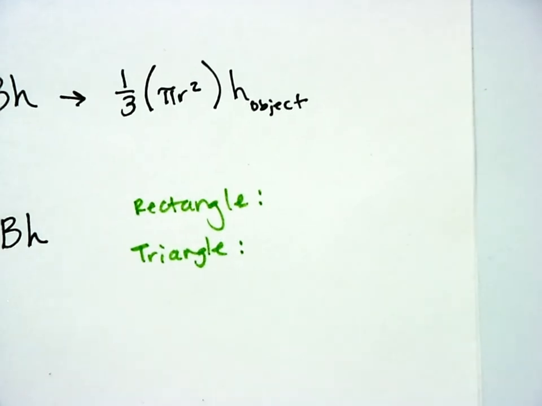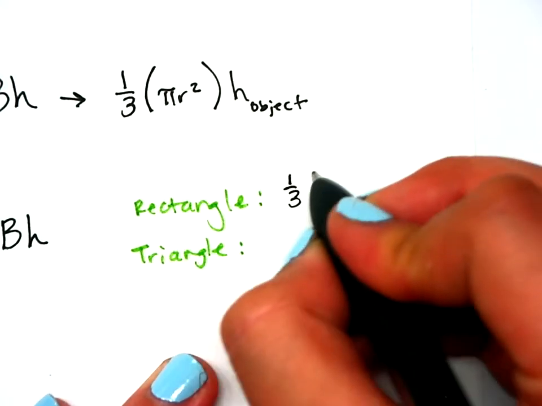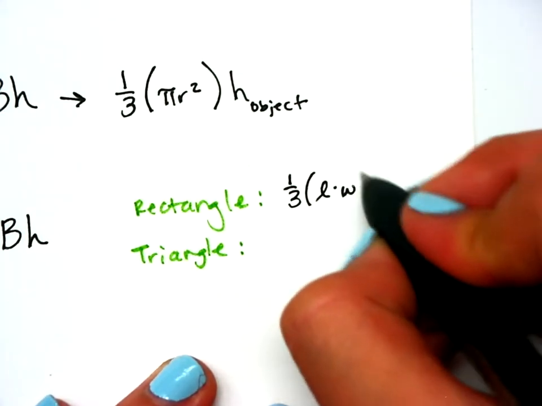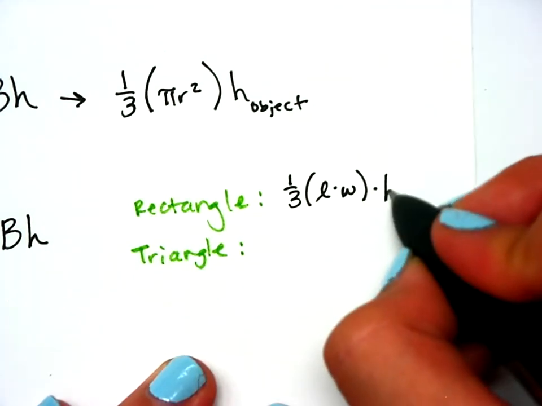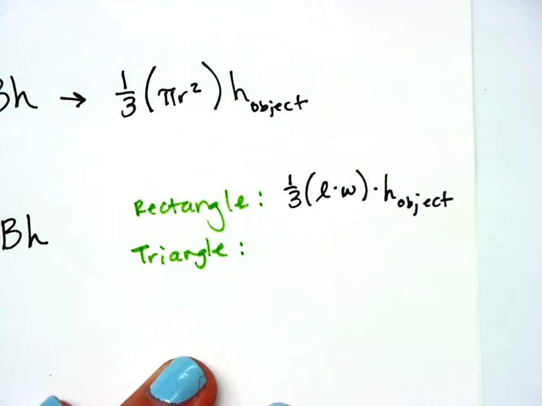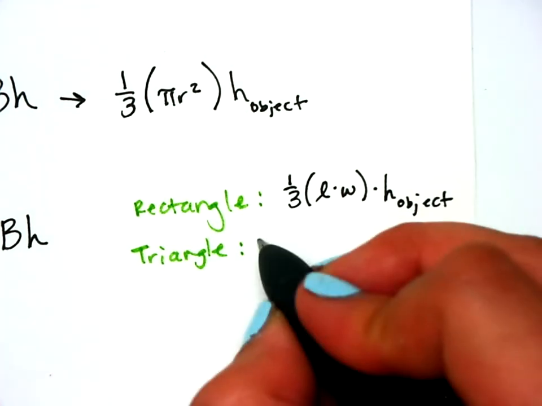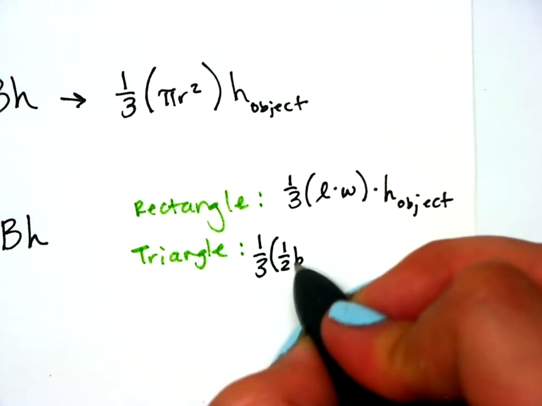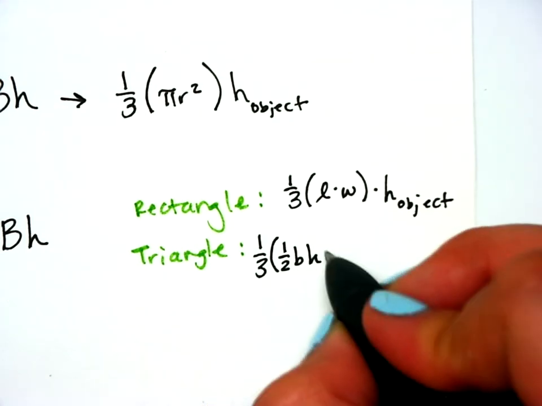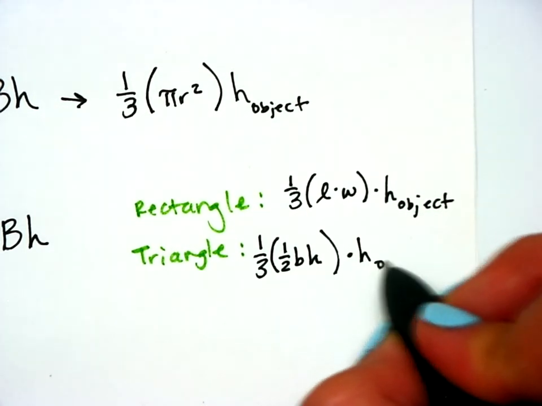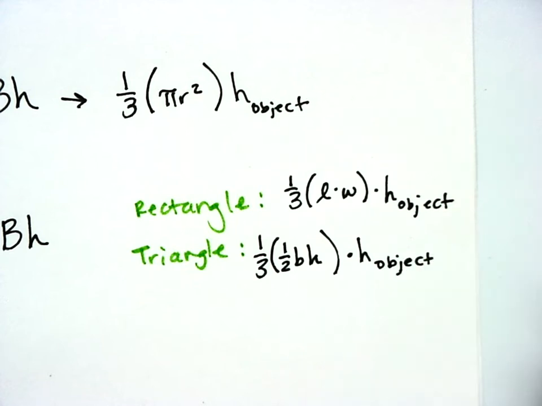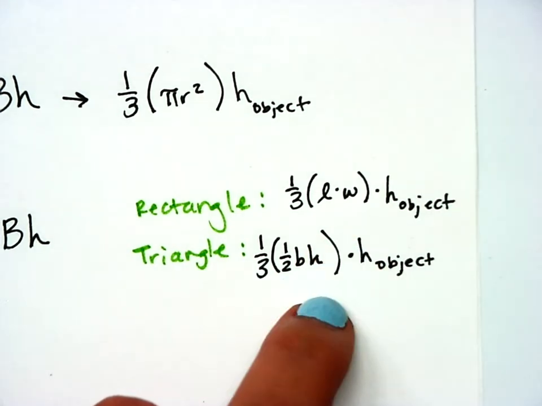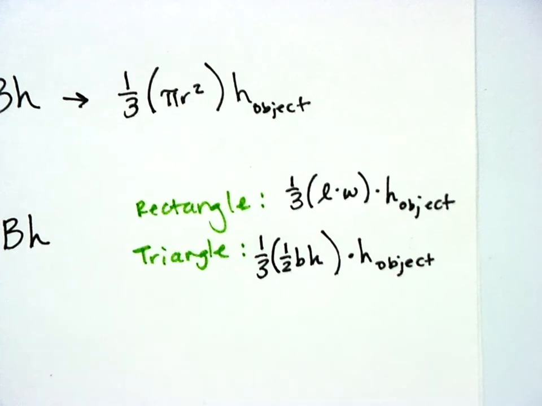So if it's a rectangle, that's going to be 1/3. Well, the area of a rectangle is length times width, and then we still have that height of the object. Okay, and then if it's a triangle, the base, it's still 1/3, and then what's the area of a triangle? 1/2 base times height, and notice that's lowercase base, and then again, times the height of the whole object. So those are two different heights. This is the height of the base, this is the height of the object. So they're both being multiplied, we should be okay, but just make sure we know which is which.